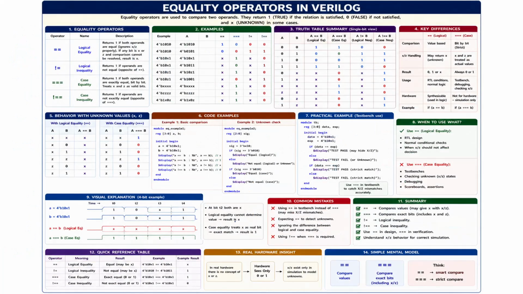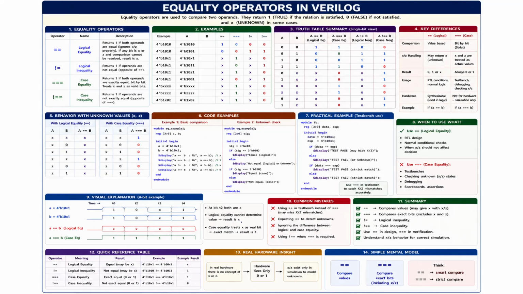Okay, and then equality operators. We have two types of equality operators. This also compares two statements. If the two statements are true, then only we will get the true value. If the condition is not satisfied, then you get the false value.